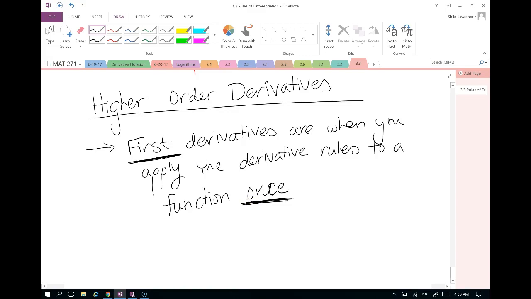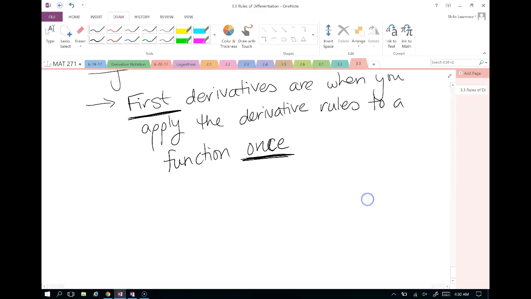Well, we could, if we want to, continue to apply the rules over and over and over again and produce higher order derivatives, like a second derivative or a third derivative or a fourth derivative. And these higher order derivatives do have practical applications for them. So a second derivative means that we're going to apply these rules twice. We're going to do it once and get an answer, and then we're going to do it again.